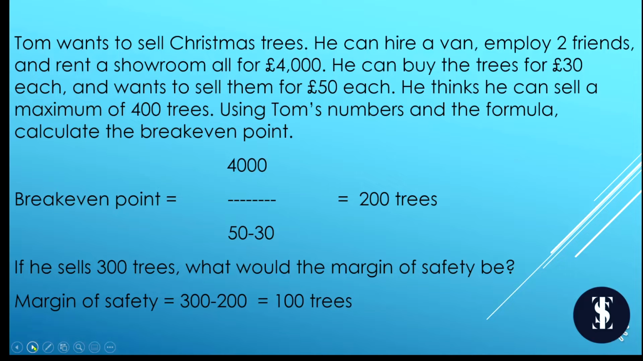So what is the break-even point? Well, remember it's fixed costs divided by selling price per unit minus cost per unit. So it's 4,000 divided by 50 minus 30. So 4,000 divided by 20. So 200 trees, he has broken even. So he thinks he can sell 400 trees. So his margin of safety would be 200 trees. If he sells 300 trees, then it will be 100 trees safety.